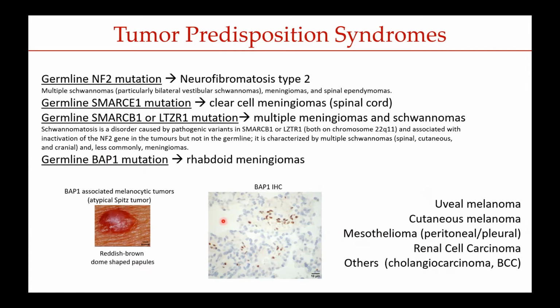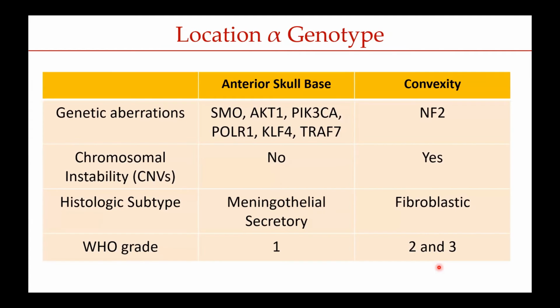tumors. Similar to SMARCE1, BAP1 loss can be identified by immunohistochemistry, preservation in the vasculature and stromal cells, loss in the tumor cells. So if a BAP1 meningioma is found, it's useful to look at family history to see if this could be a germline mutation.